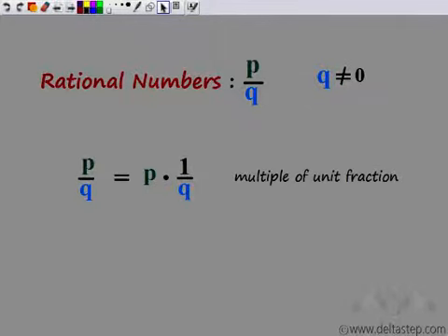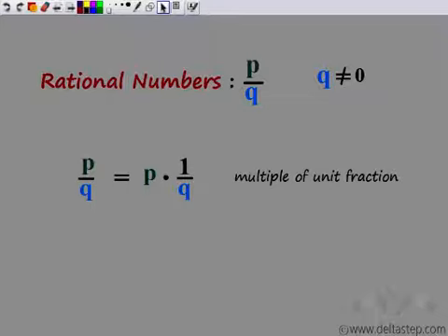We had seen that rational numbers were defined as P by Q, where P is the numerator, Q is the denominator, and the denominator could not be 0. That is P by Q, where Q cannot be 0, is how I defined rational numbers. We'd also seen that P by Q can be interpreted as P times 1 by Q, that is a multiple of unit fraction. So this rational number can be seen as P times, or a multiple of, unit fraction.